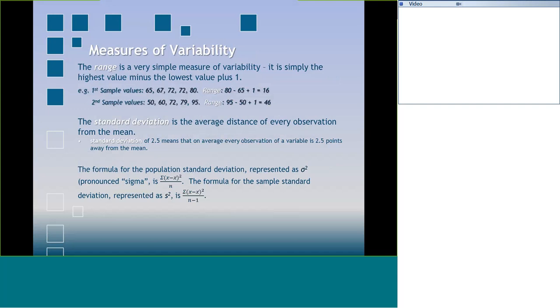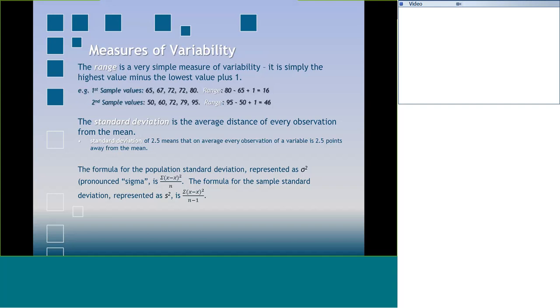Knowing how to find the center of a variable is useful, but is of limited value in and of itself. It is also helpful to know how spread out the data are. Suppose we collected 2 samples of patients' heart rate. The first sample had values of 65, 67, 72, 72, and 80. The second sample had heart rates of 50, 60, 72, 79, and 95. Both samples have the exact same mean and median, but the second data are much more spread out than the first. But can we say how much more spread out the second sample is?